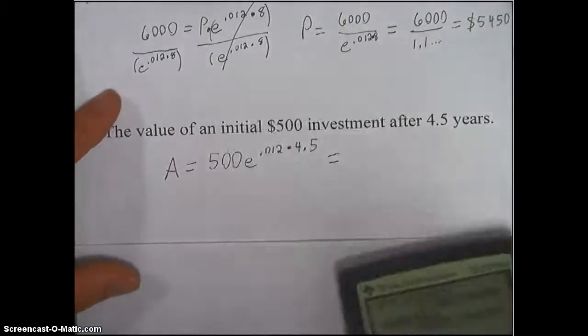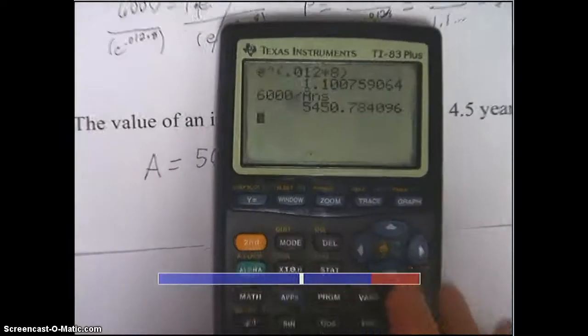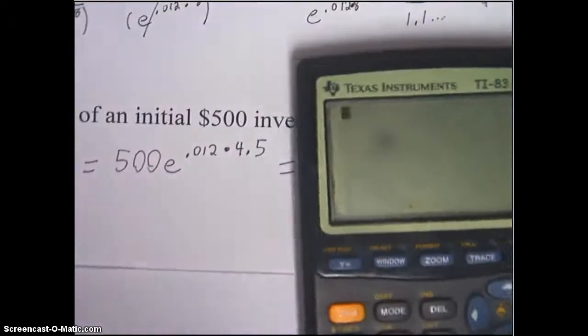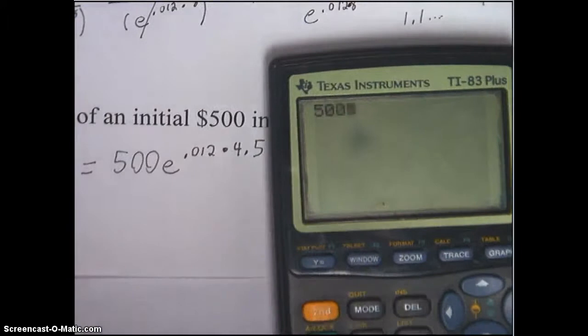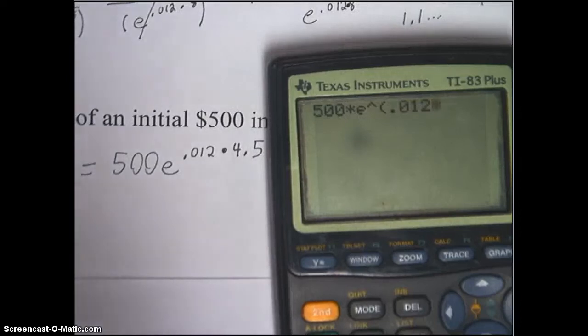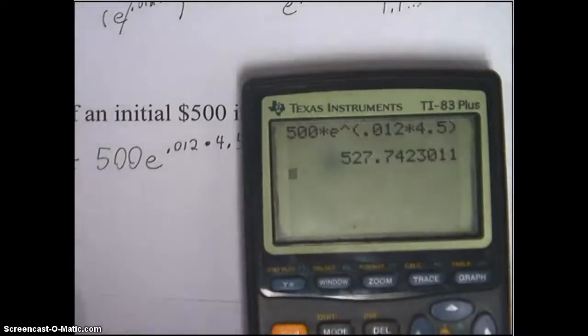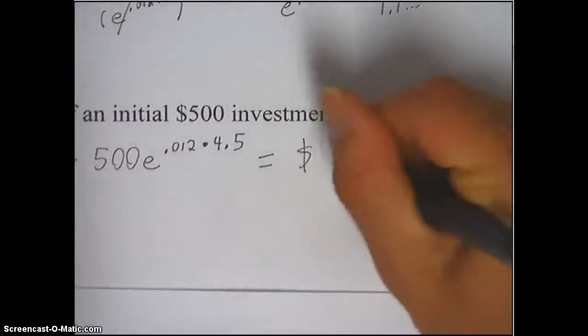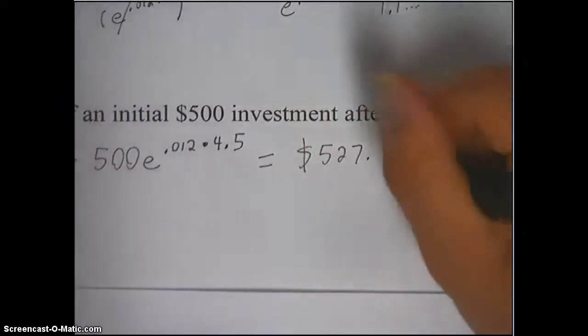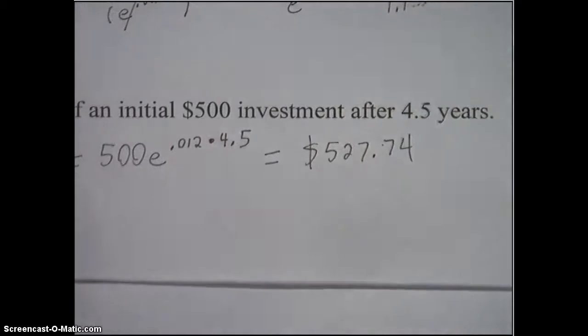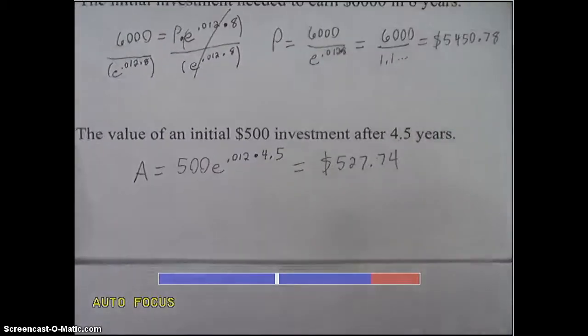So this is just pure calculator work, and I'm just going to type it in just like this. Watch and see how I do it. Keep the equation right there and calculate it right here. 500 times second natural log to get the e, 0.012 times 4.5. And after 4.5 years, that $500 turns into $527.74. And that is how you would handle that.